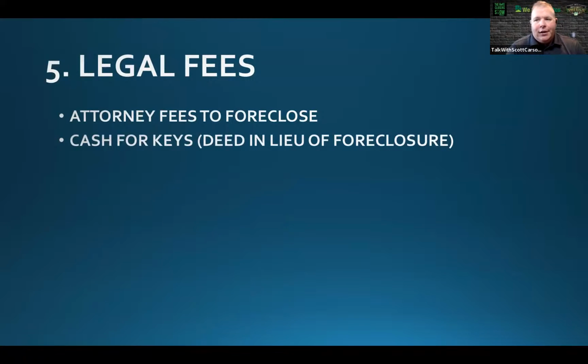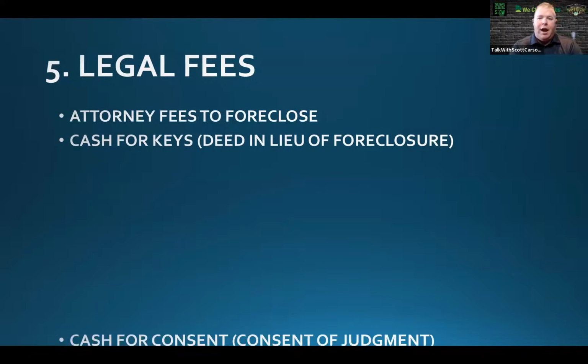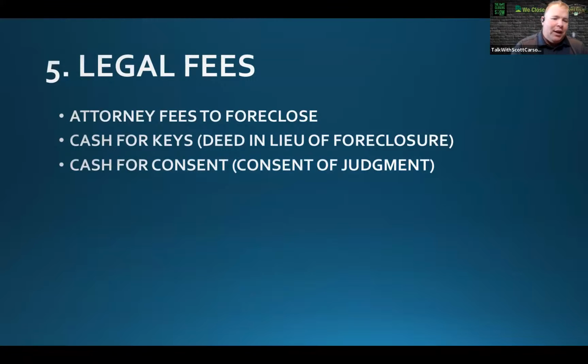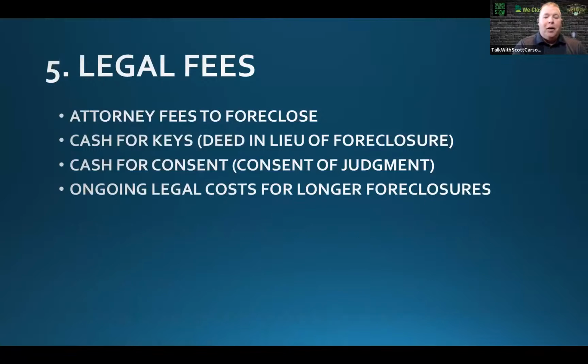There may be a cost of doing business, cash for keys. I throw this in as a legal fee to do a deed in lieu of foreclosure. I'm going to give somebody $5,000 or $10,000 or $500 to walk away. We'll usually have that funded with our attorney and have them take care of that. A cash for consent: if there's a second lien on the property, we can't do a deed in lieu, so we do a cash for consent. It's basically the same thing, the borrower saying, yes, I'm signing over the property, and it helps us expedite foreclosing at the second. Then there are ongoing legal costs.